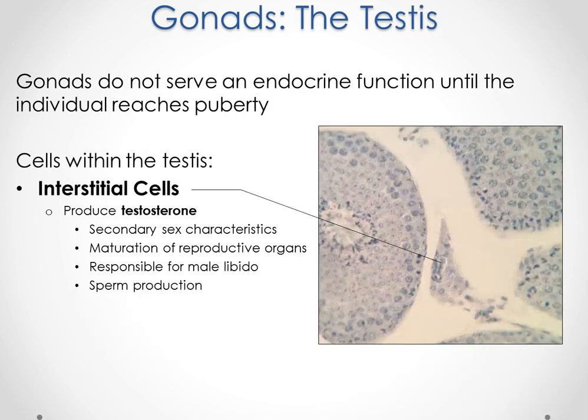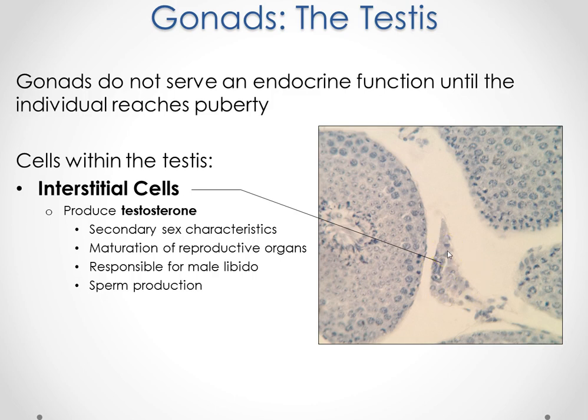The gonads in males are called the testes, and again, the testes are not going to be an endocrine organ until the male hits puberty. What we're going to see in the testes is some cells called interstitial cells. That's this little group of cells right here. Interstitial cells are going to be in between these large tubes called seminiferous tubules. The seminiferous tubules are the area where the sperm matures. Interstitial cells are going to be in between those tubes.